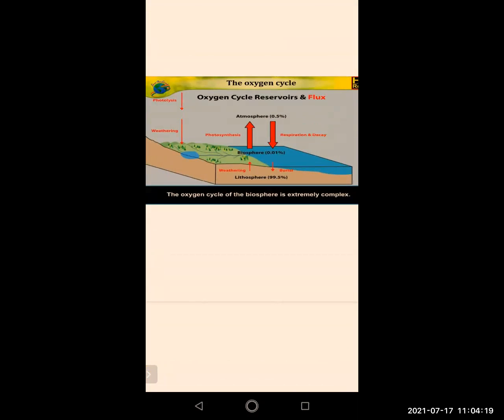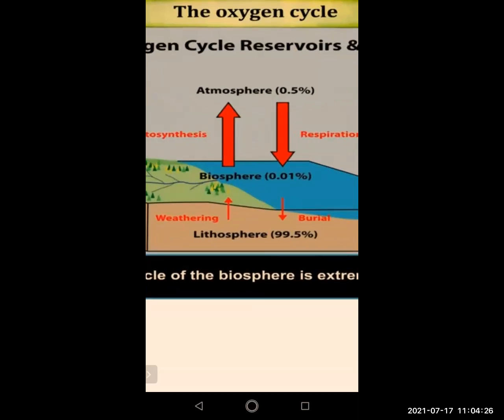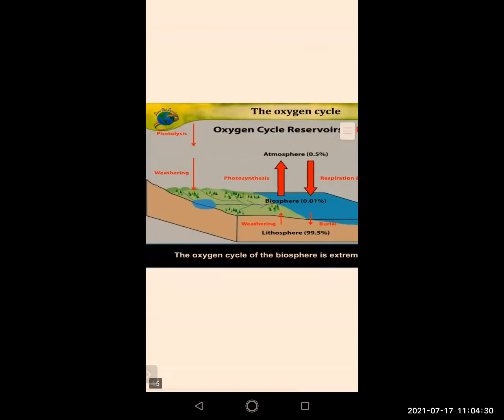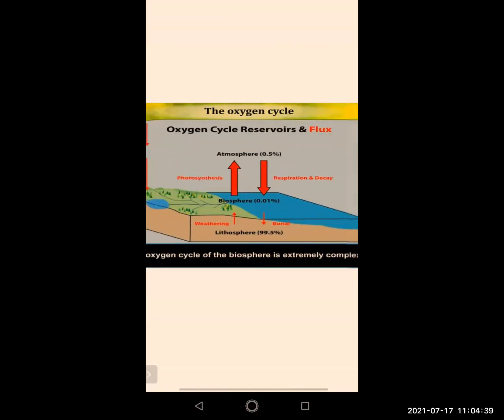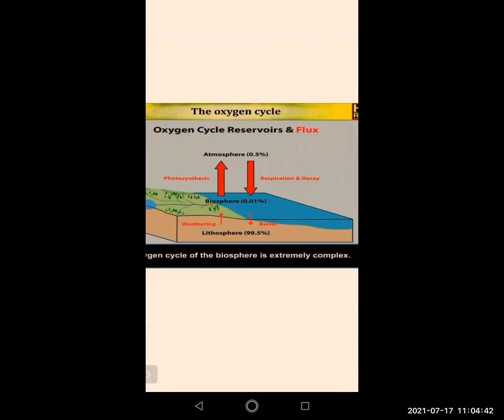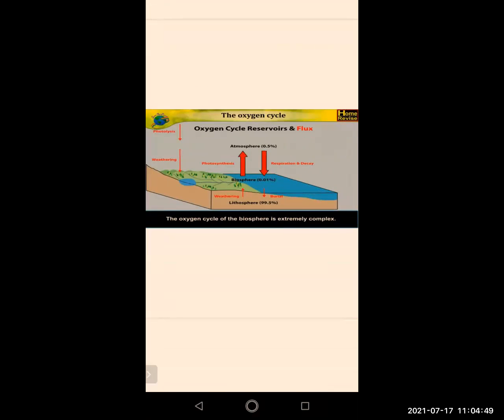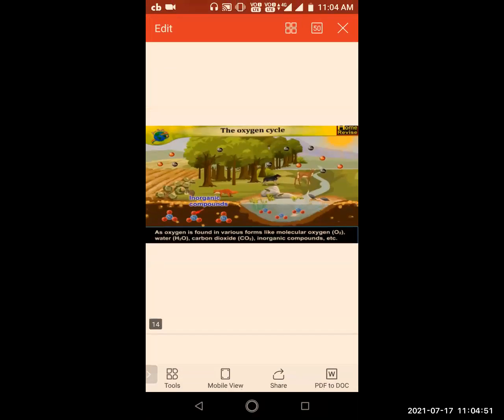This is the oxygen cycle, which is extremely complex. Why is it said to be extremely complex? Look here: the biosphere is a complex process. Oxygen is necessary in photosynthesis, the atmosphere holds about 0.5%, and there is weathering and photolysis. All these are oxygen cycle reservoirs, with a flux, respiration and decay. This is the oxygen cycle, and it is a very complex process. Fine.